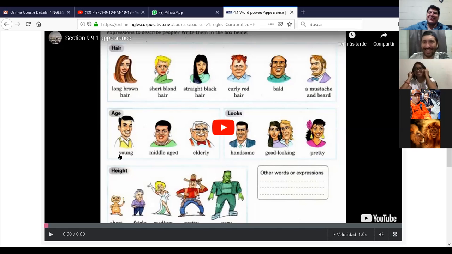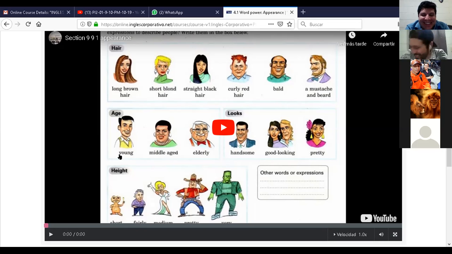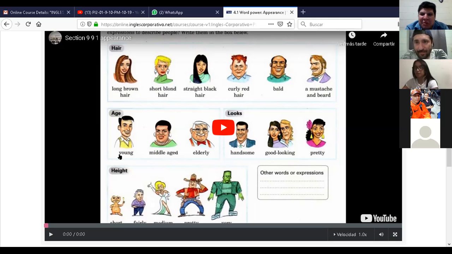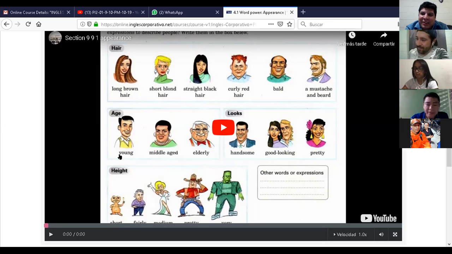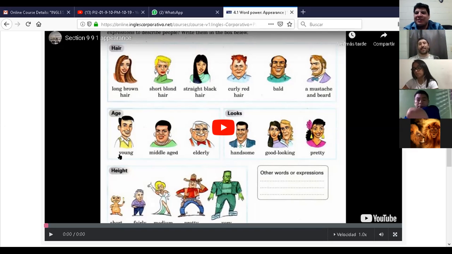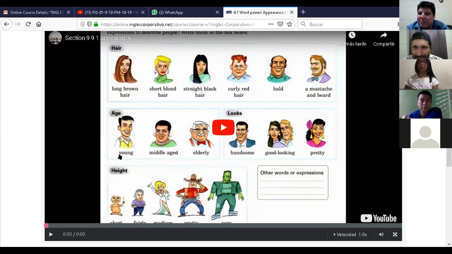All right. So, yeah, no, let me get that out of my head. How old do you think a middle-aged person is? 40, 40 and 45. 45, 50. And next one, say it with me, elderly. Elderly. How old do you think an elderly person is? 60. Pretty much. 70. All right, very good.